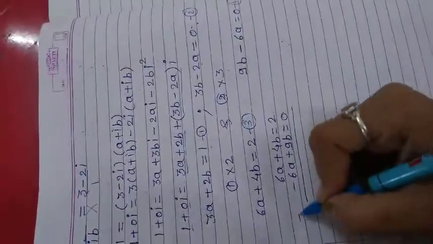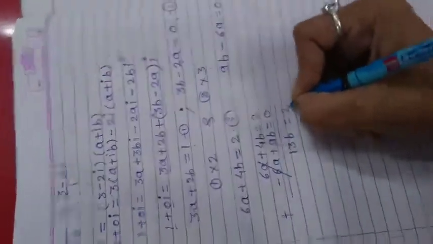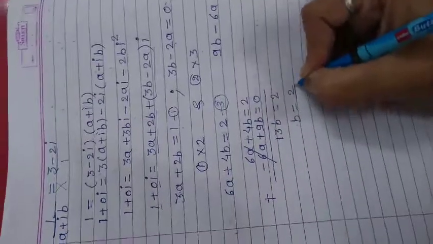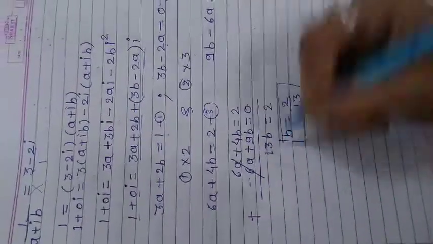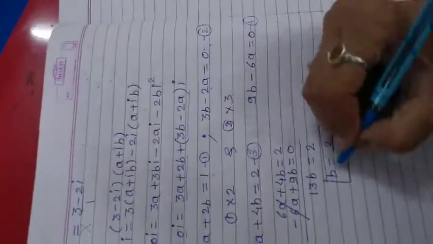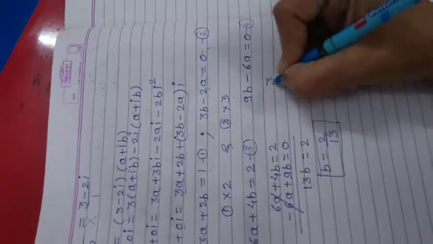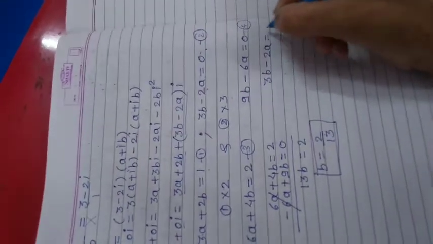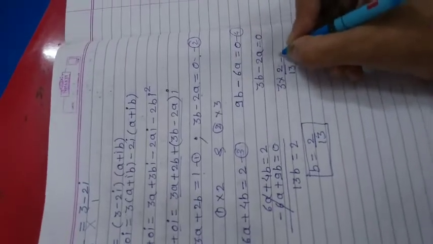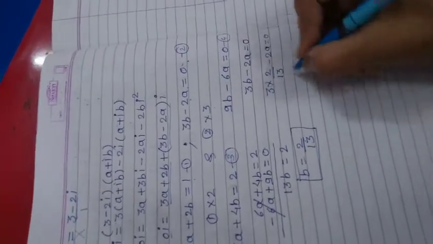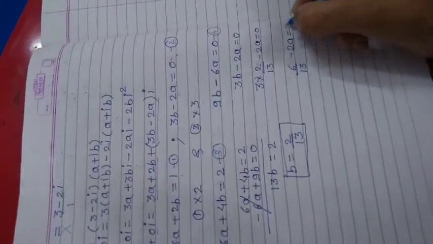Now add. So this is cancelled. This is 13b is equal to 2. So b is equal to 2 by 13. So this is the answer for b. Now substitute value of b in any one equation. Suppose we substitute here 3b minus 2a is equal to 0. So 3 into 2 by 13 minus 2a is equal to 0. So this is 6 by 13 minus 2a is equal to 0.